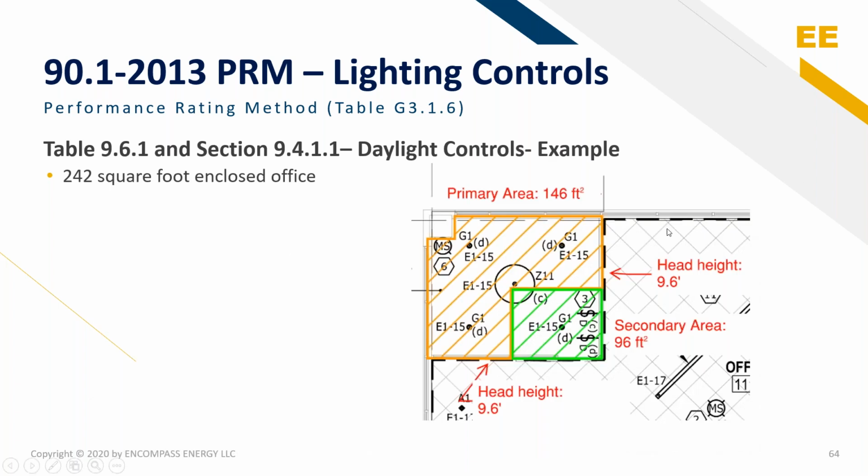So example for this, same private office in the corner, where the primary is shown in orange, the secondary is shown in green.